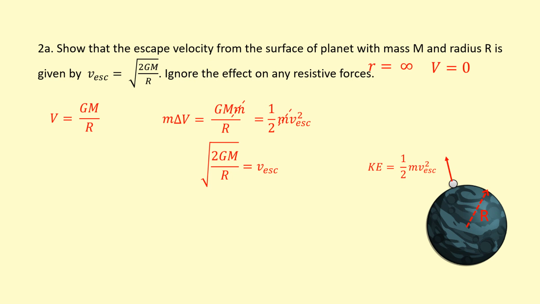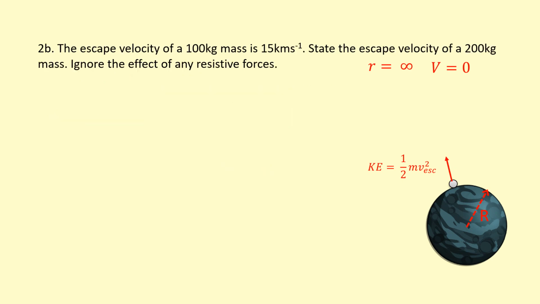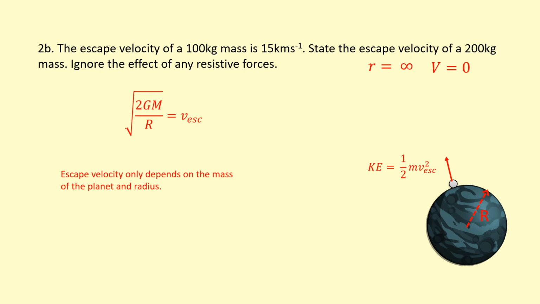Part B of the question, the escape velocity of a 100 kilogram mass is 15 kilometers per second. State the escape velocity of a 200 kilogram mass. Ignore the effect of any resistive forces. So we just derived the equation for escape velocity. And here the only thing that's changing is the mass of the object that we're firing. And that is not in the equation. So the escape velocity only depends on the radius of the planet and the mass of the planet, not the mass of the object. So the escape velocity will still be 15 kilometers per second for this heavier object.